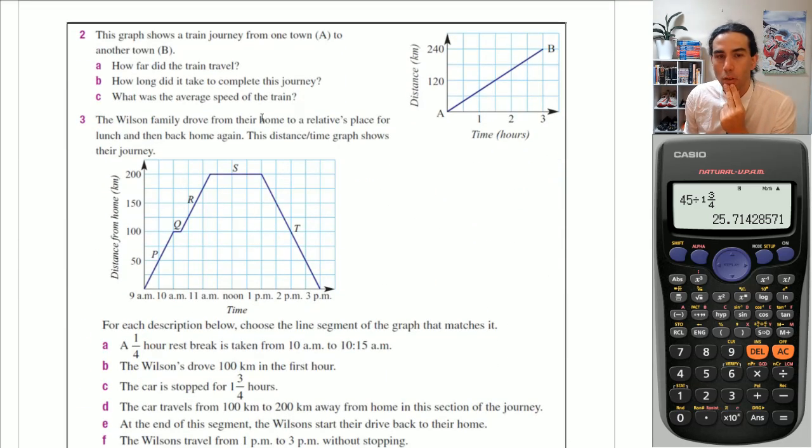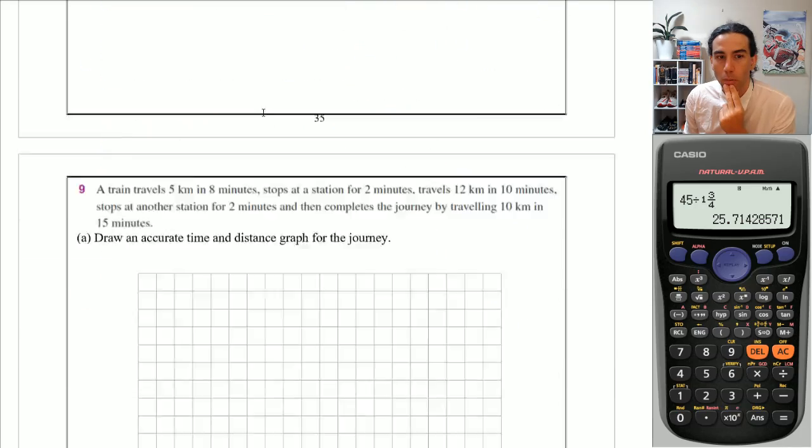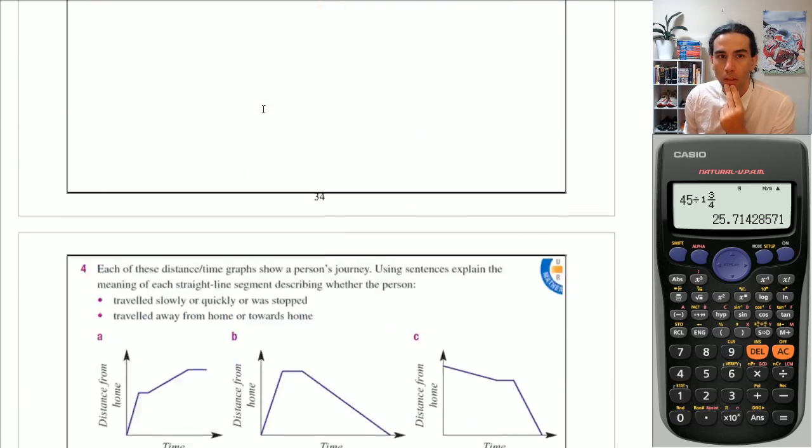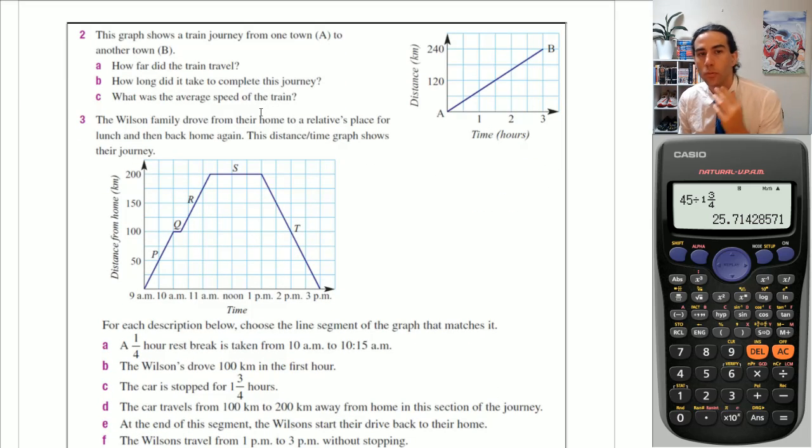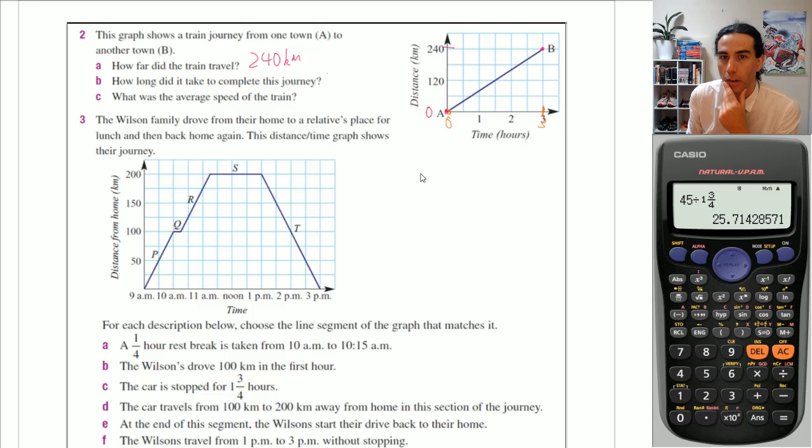All right, now these are a bunch of questions. How many of these am I going to do for you? Whoa, heaps of them. Maybe I do the first one to get you started, and then you're going to have a go at the rest. So the graph shows us a train journey from town A to town B. How far did the train travel? Well, it went from down here at 0, and then up to there, 240, so 240 kilometers. How long did it take? That's 0 to 3. So 0 to 3, 3 hours.